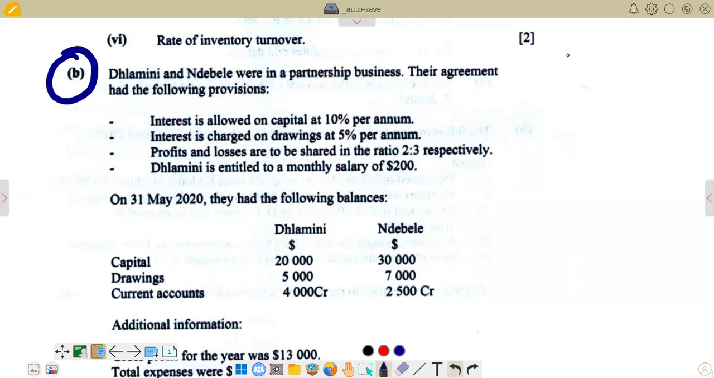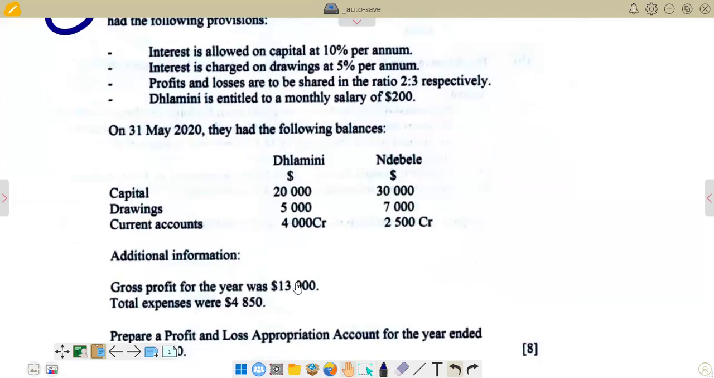We are going to look at the question from June 2024, and this is a question paper on partnership. It's question 3B, and it reads: Kamini and Dembele were in partnership business, and their agreement has the following provisions. So we are given the notes there. And then on 31 May 2020, they have the following balances. These are the balances that we are given for Kamini and Dembele as the partners: the capital balances, drawings, and then current accounts. Beneath that, we are given additional information which you are supposed to go through before you answer the question.